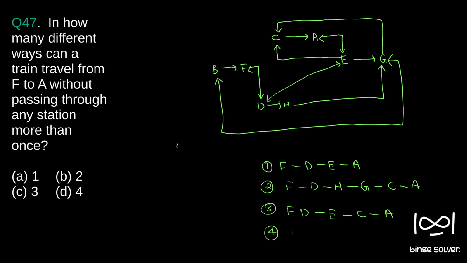Fourth path will be F to D, D to E, E to G, G to C, C to A. This is also a path we could choose. So in the options, if you see, the largest number is 4, so we don't have to count if there is any other unique path. We already got 4 unique paths. So the solution to question 47 is D, 4.